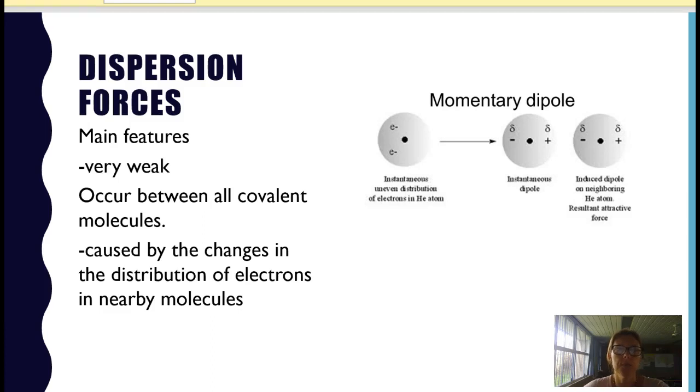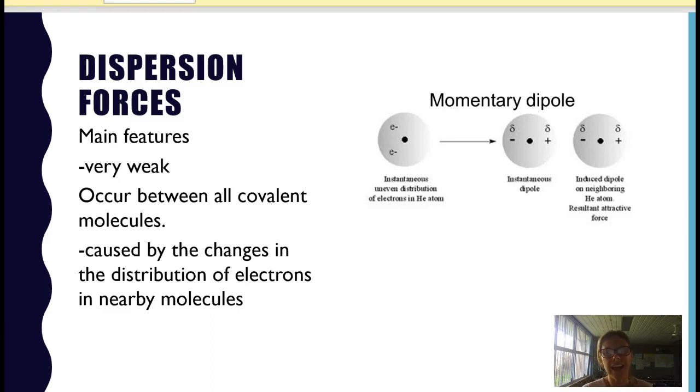So these dispersion forces are very weak. They are very weak, and they occur between all our covalent molecules. So the reason that we have this is it's due to the constant changing in the distribution of the electrons in the nearby molecules. Now, if you look in our diagram that we have over here to the right, you can see the position of the electrons here.